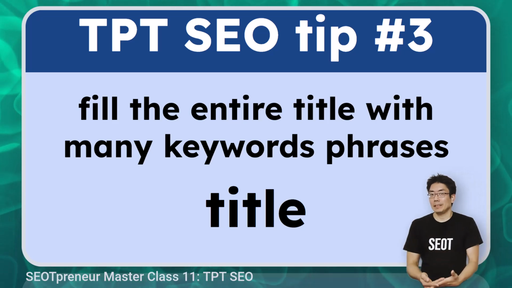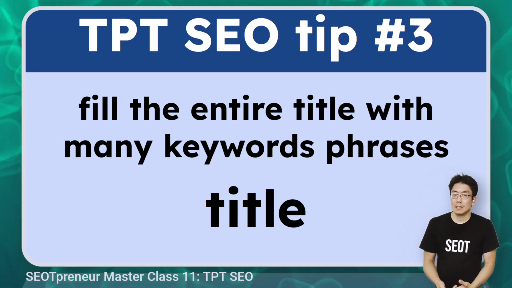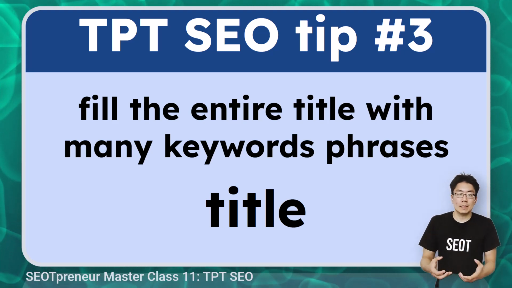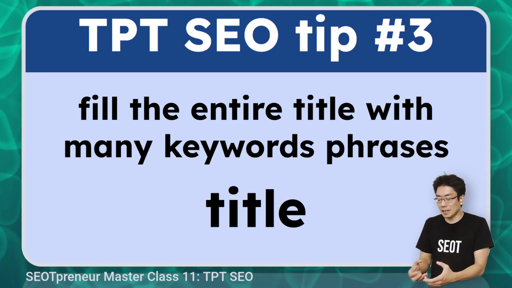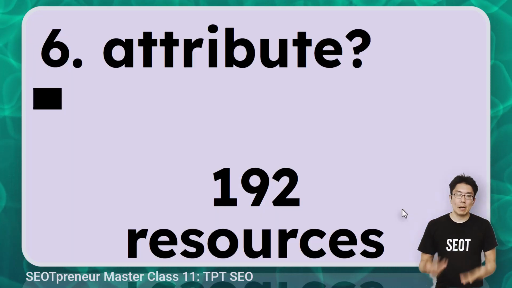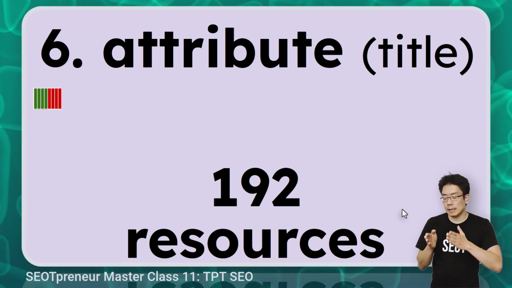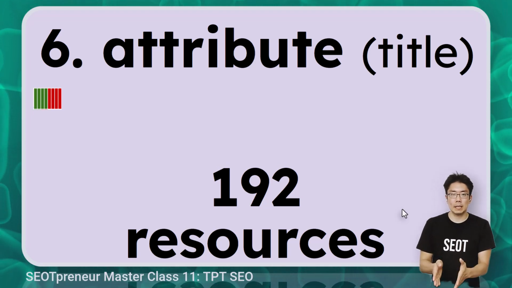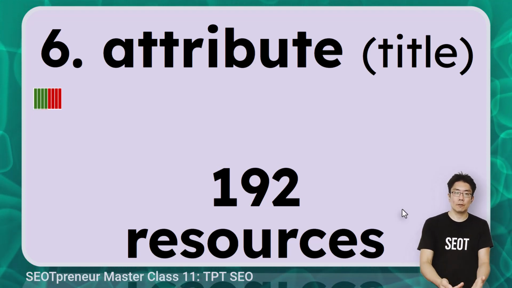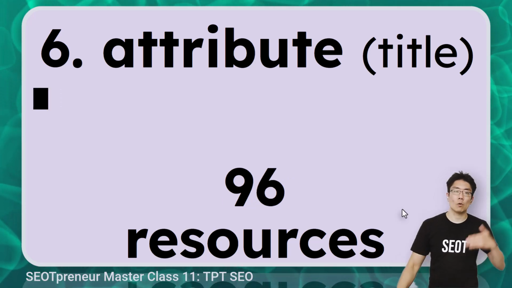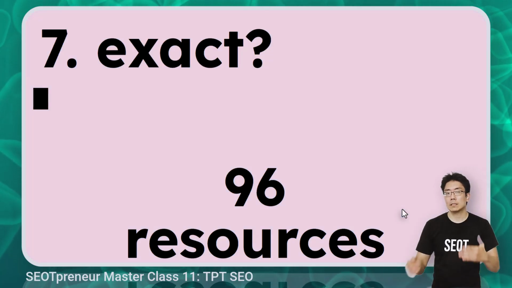This is actually brilliant on TPT's part because the title only allows you to have 80 characters. So you are limited in which keywords you can try to optimize your product for. So if I'm competing with 192 resources, and I have my keyword phrase at the very beginning of the title, then I will be in the first tie-breaking group. And so now I'm only competing with 96 resources. And I go on to the next tie-breaking rule, which is called exact.